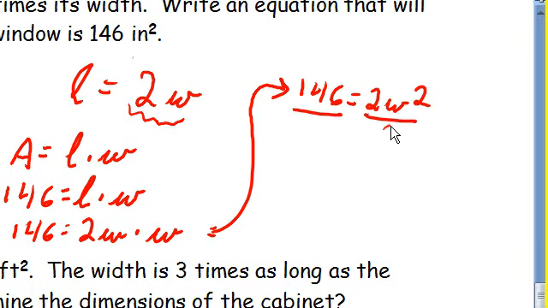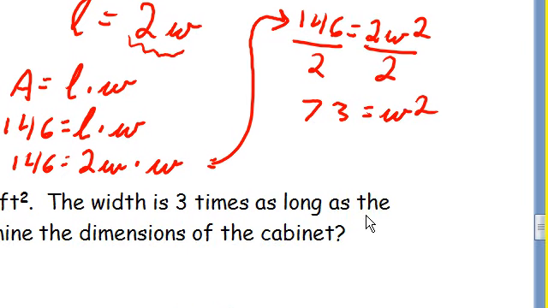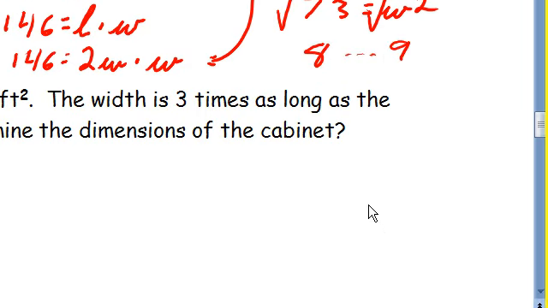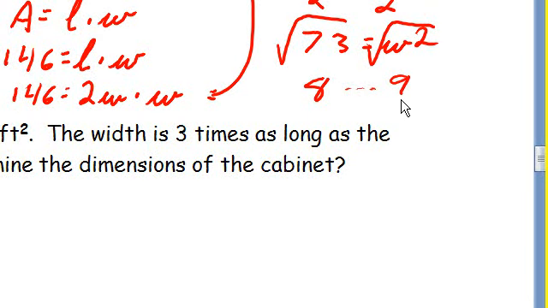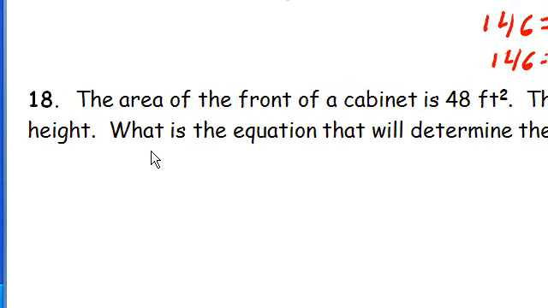We'll divide both sides by 2. That will give us 73 equals W squared. Am I doing that right? Yes, 73 equals W squared. And then to find each side, we'll just square root both sides, and whatever answer that is will be W. Your answer will be somewhere between 8 and 9, because 8 times 8 is 64, 9 times 9 is 81.